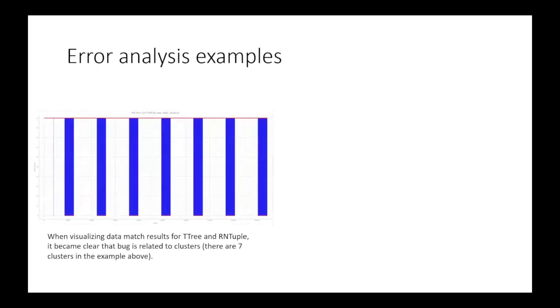Here are some error analysis examples. On the left, you can see a graph which shows match results. One indicates that the record for TTree and RNTuple match, and 0 means that they don't match, while blue indicates the transition from one point to the other. The main point of this picture is that it was necessary to use visual tools to finally understand where the issue was. It became clear that the issue was related to clusters, and in this picture there are 7 clusters, and from this moment I could finally start working on how to solve the issue.